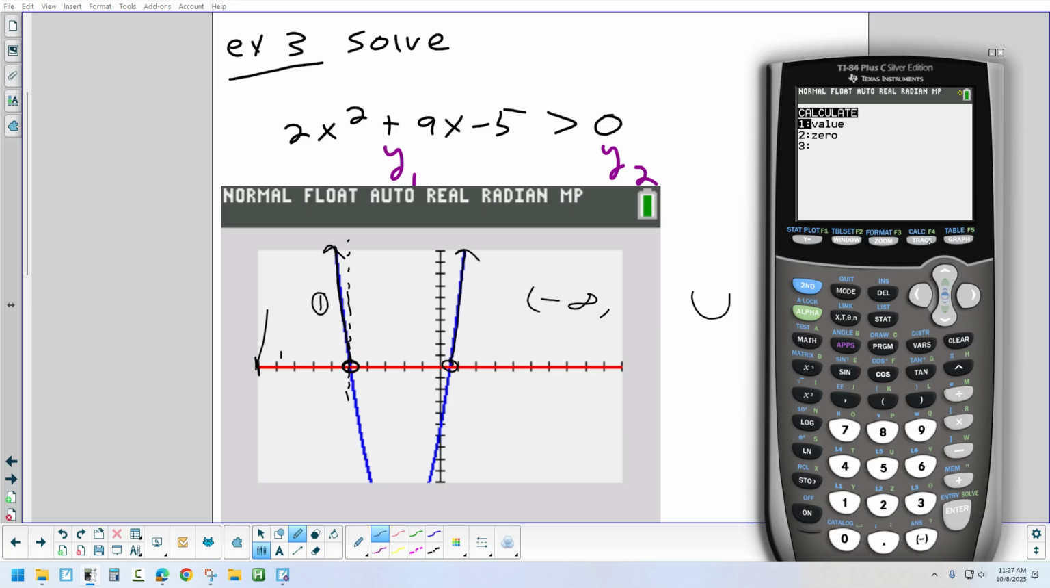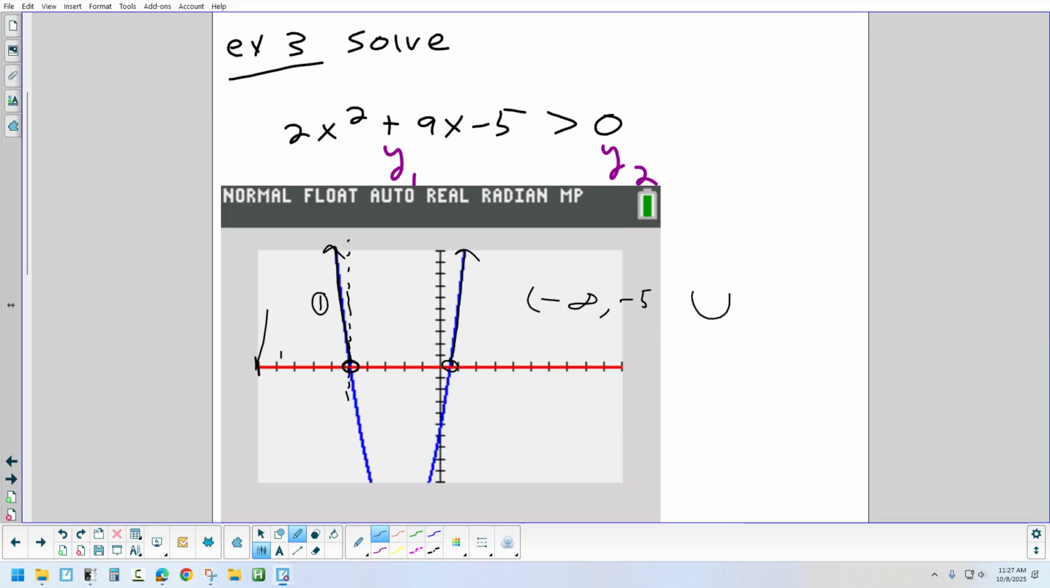So let's do second calc intersect. We do have to move our cursor. Good enough. -5. So you can go any number as low as you want, up to -5. Or you can't pick anything in this area. So all these x's are out.